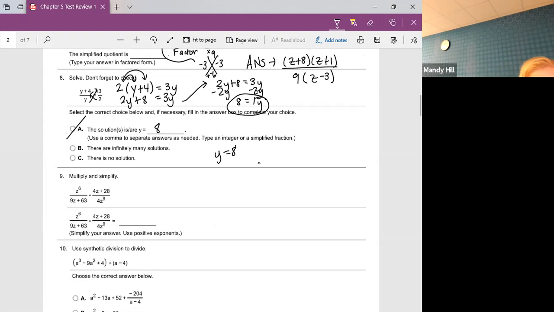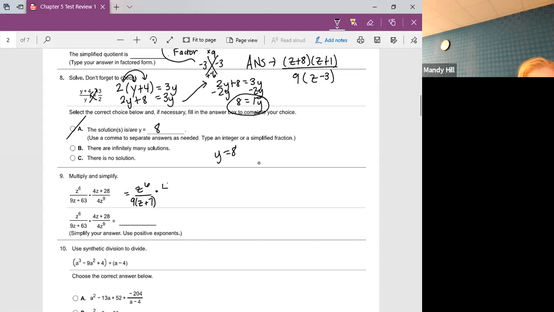Multiply and simplify. Okay, so the first thing I'm going to see is is there any way to factor anything out of this? So I've got a z to the 6, and on the bottom, I think I can pull a 9 out of both of those. I've taken 9 out of 9. I have nothing, right, or 1. And 63 divided by 9 is going to be a 7.